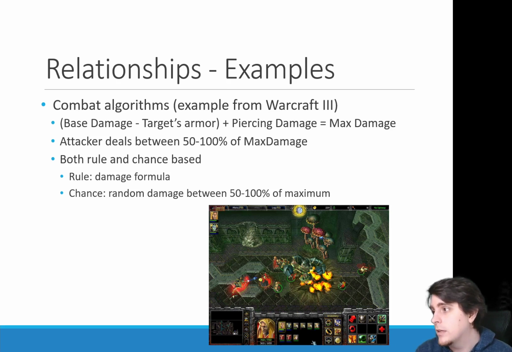So I could get really lucky and deal 50 damage like 10 times in a row, or I could get really unlucky and deal 25 damage like 10 times in a row. And again, this kind of adds to different possibilities and different combat outcomes that are interesting.